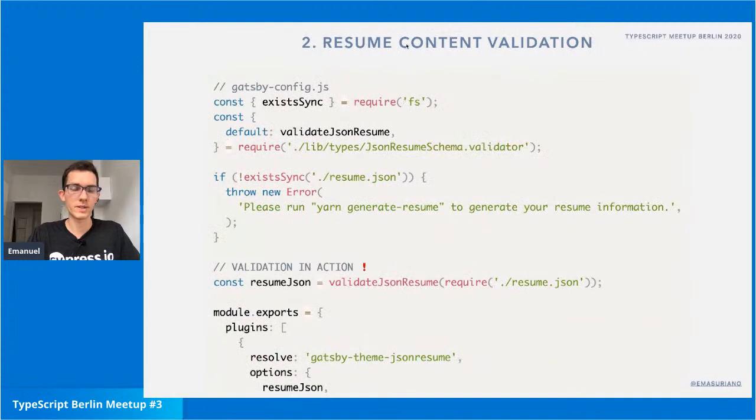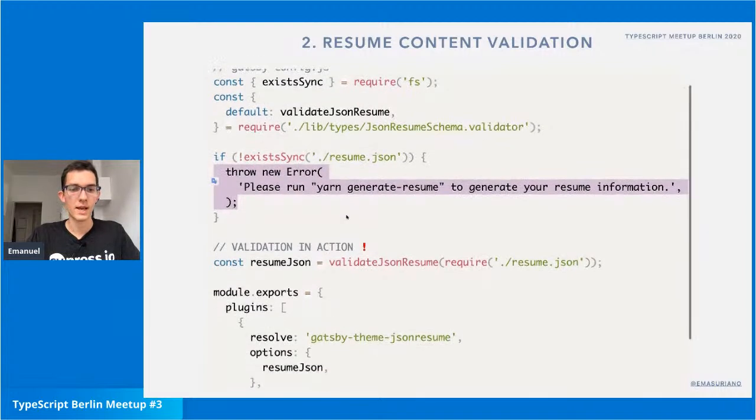Then the other example is the resume content validation. This happens in the file gatsby-config.js, which is the entry file for Gatsby where you can define your plugins, and more or less what you are going to use in order to generate your website. I'm starting by asking if, first of all, the resume JSON exists. If it doesn't, please run the generate resume function. And then after that, I'm requiring it and running the validation.